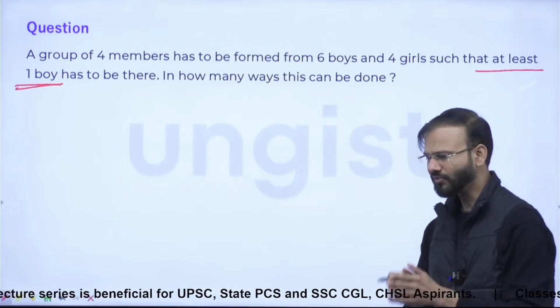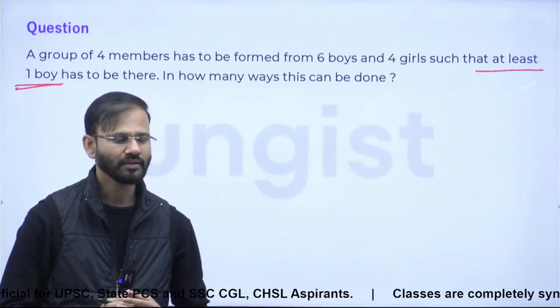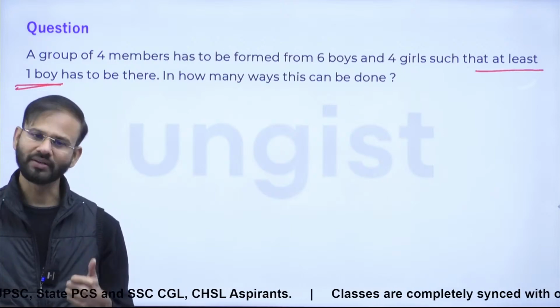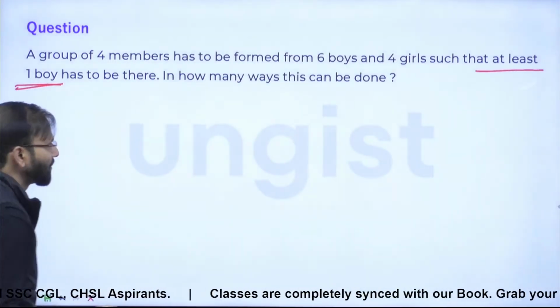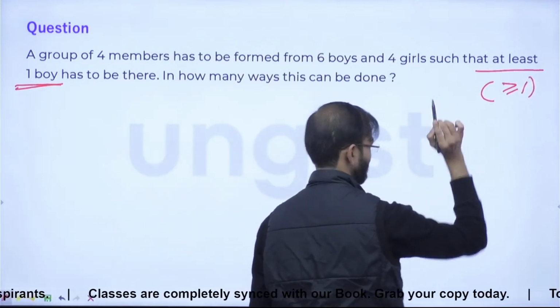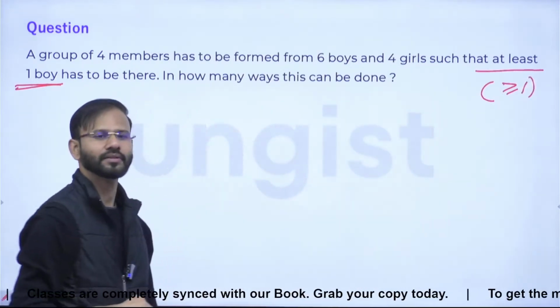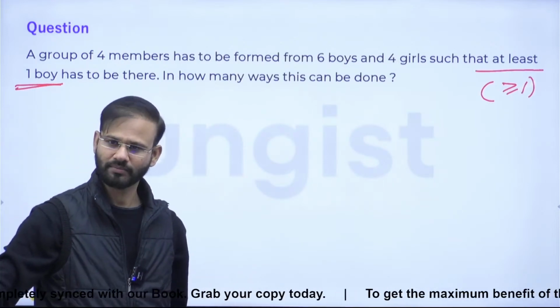So first of all, tell me what is the meaning of at least 1 boy? At least 1 boy means minimum 1. It can be 1 or more than 1 also, right? So guys, the mathematical representation of at least 1 is greater than or equal to 1. Clear? So it is 1 or more than 1.